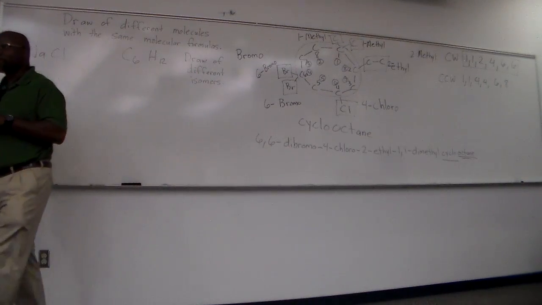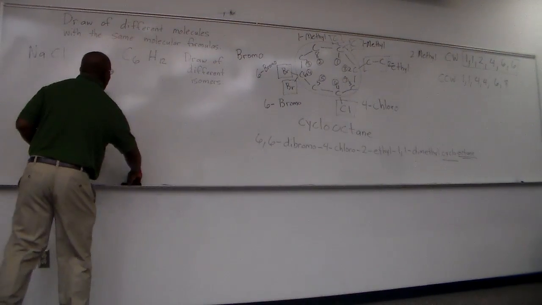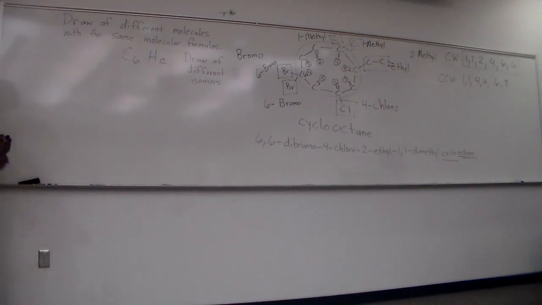I'm trying to go to structural isomers, constitutional isomers. I need to make sure of the names before I use them. There are geometric isomers and there are constitutional isomers, but I'll check the names before. Let's say I got a molecule C6H12, and I want to come up with a bunch of different molecules with the same formula C6H12.